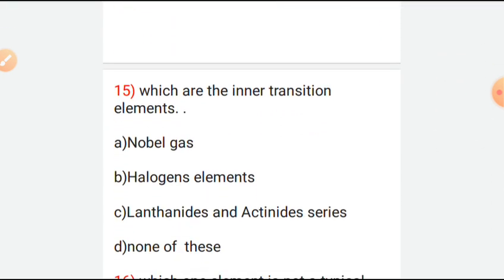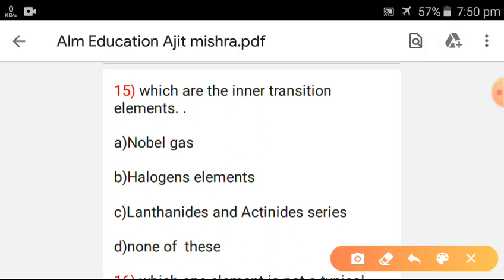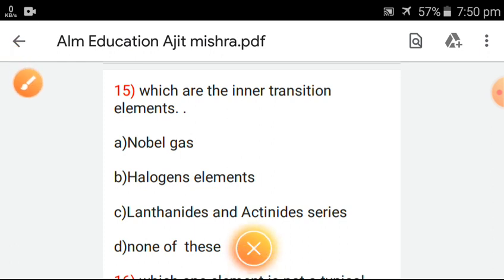What are the inner transition elements? In the given options, which are the inner transition elements? Option A noble gas, option B halogen, option C lanthanide and actinide, and option D none of these. Choose the correct answer. The answer will be option C lanthanide and actinide series. The lanthanide and actinide series are collectively known as inner transition elements. Such elements have 3 outermost shells incomplete.